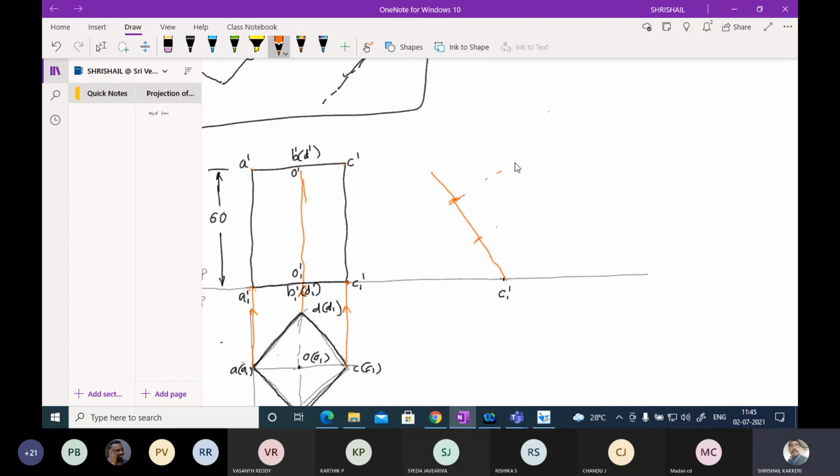First, let me mark it. Take this length in your compass and mark this side. And similarly, from this also you mark it. The next, take this length, diagonal length, that will be equal to this length. Keep here, mark here, and keep here and mark here. We'll get this point. So you join these two.